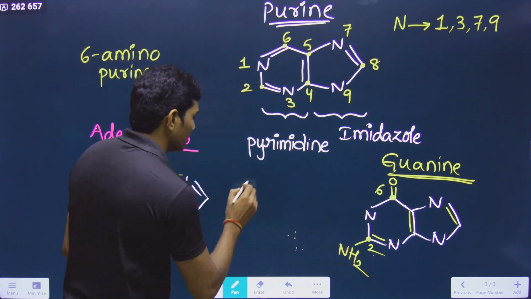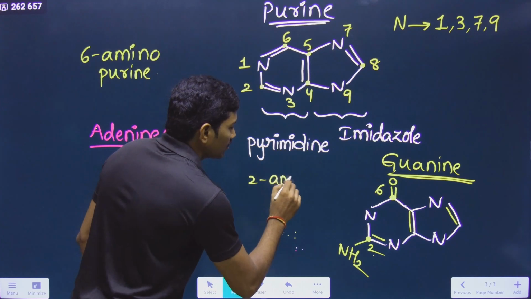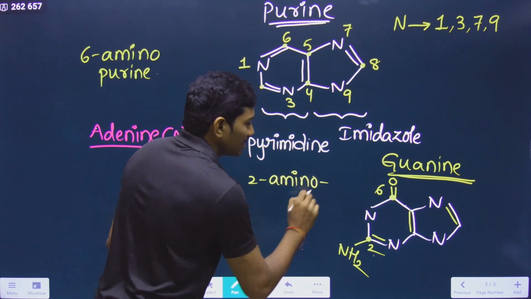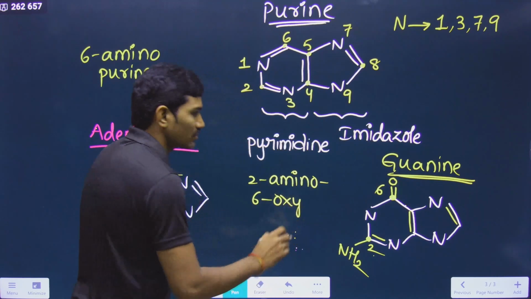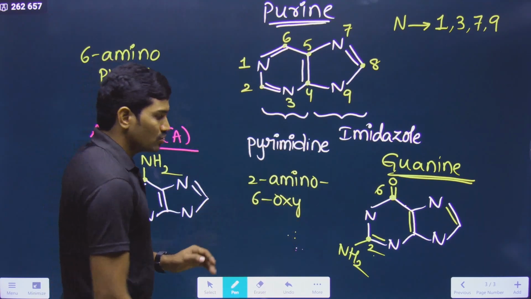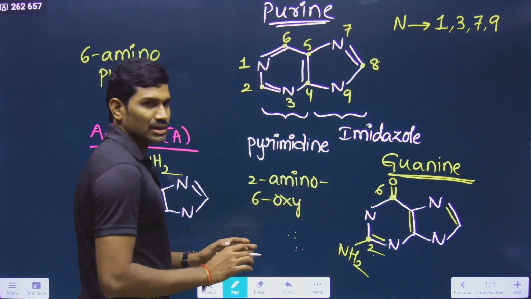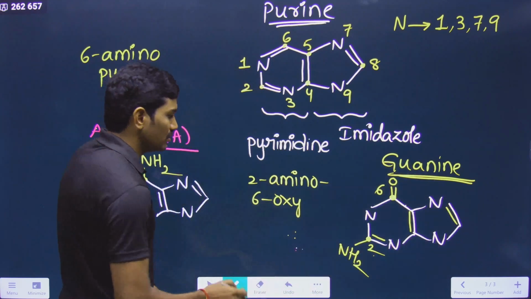First I am writing this one. It is a 2 amino. At the second position it is amino, and at the sixth position it is oxy, with a double bond to the oxygen. So 2 amino, 6 oxy. And what is this basic structure? Purine. So purine.